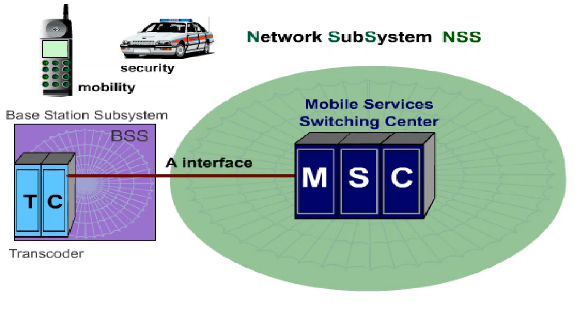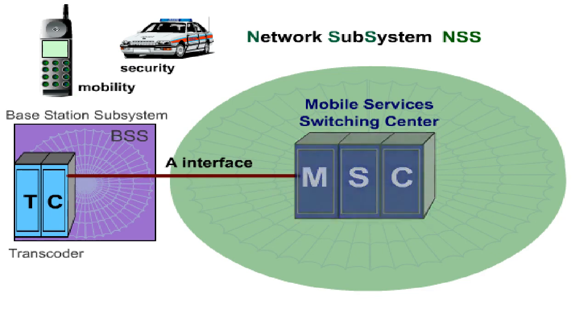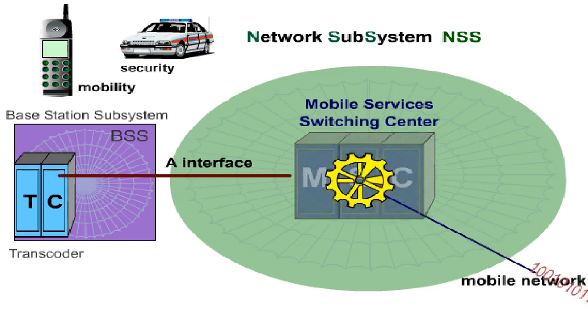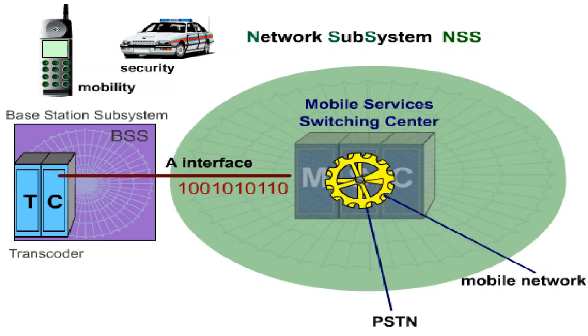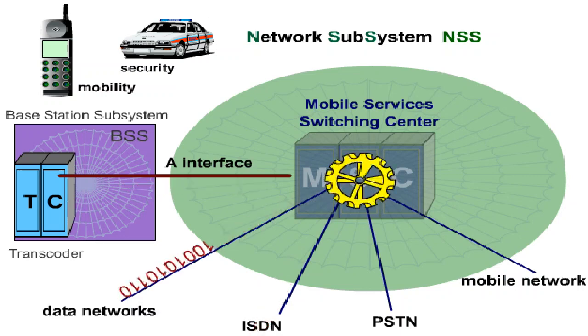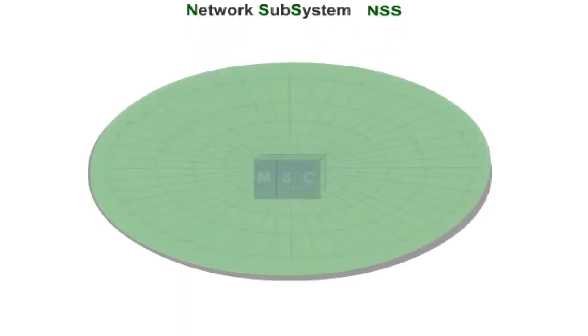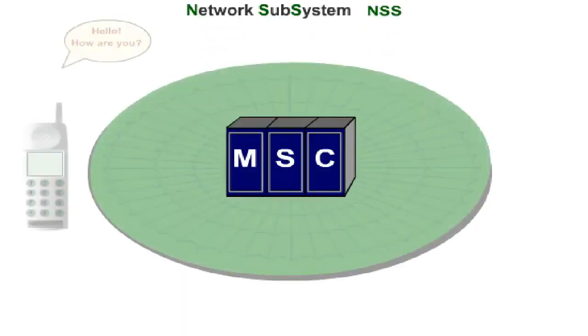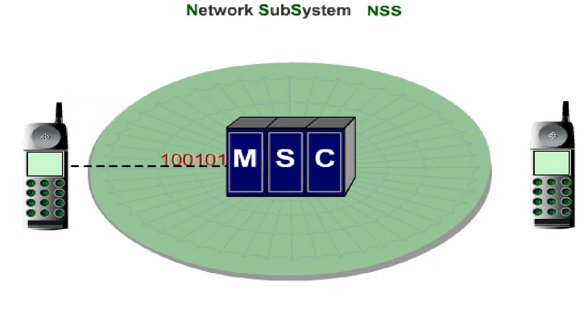The MSC serves as a digital exchange for the forwarding of messages, connecting mobile subscribers with each other or with subscribers in other networks, such as the public switch telephone network, the ISDN network, or data networks. The MSC is responsible for the following functions. It forwards incoming and outgoing calls.